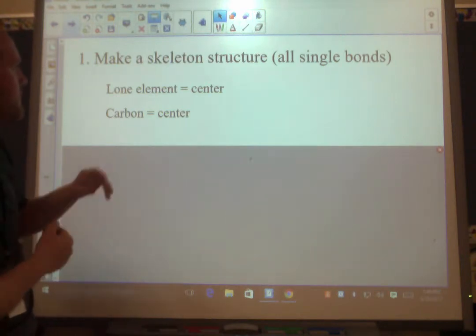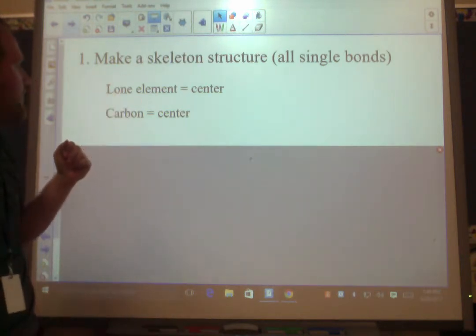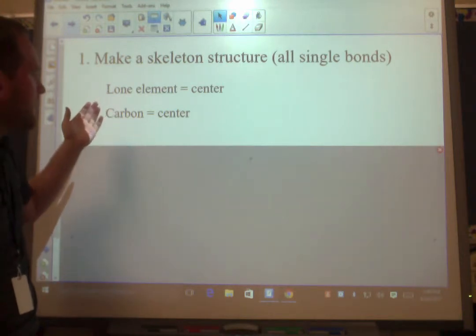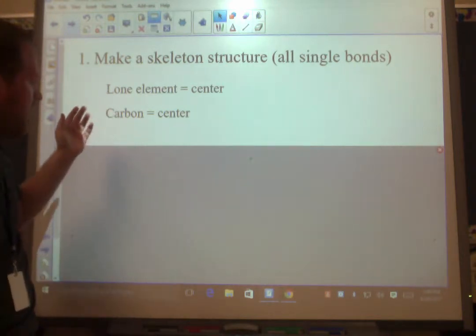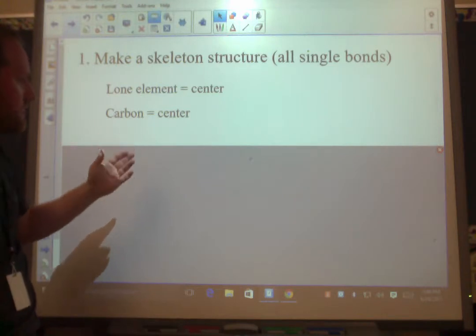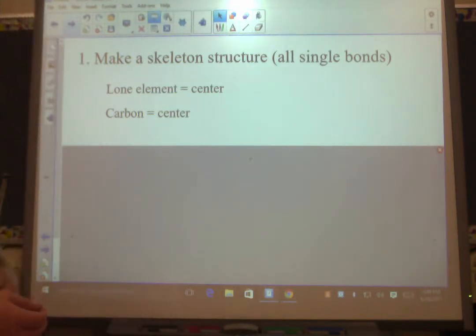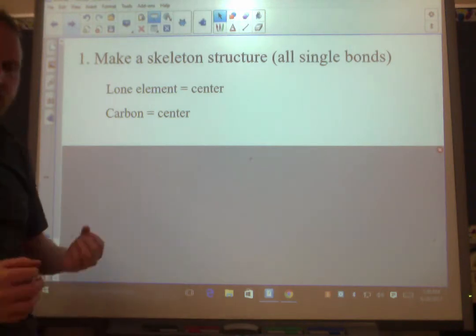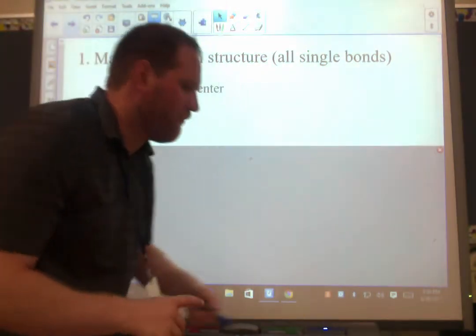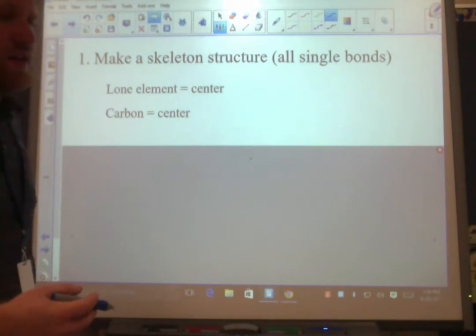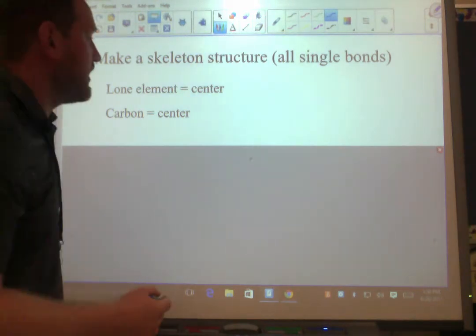So the first thing you're going to do is make a skeleton structure, which is all single bonds. A lone element is always going to be the center. Carbon is the center as well. So basically, you look for which element is by itself, and you put that in the middle. If you have more than one choice, generally carbon is going to be in the middle. For example, the first one we'll do is carbon tetrachloride, CCl4.